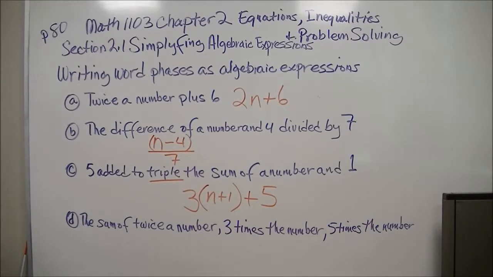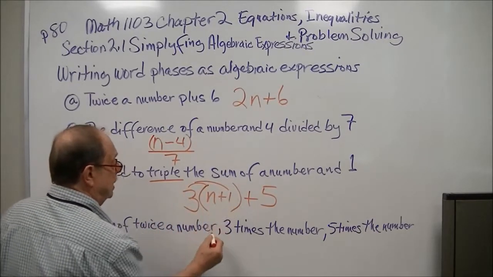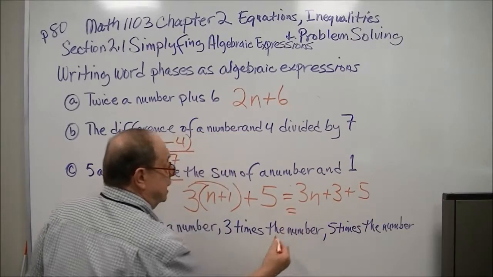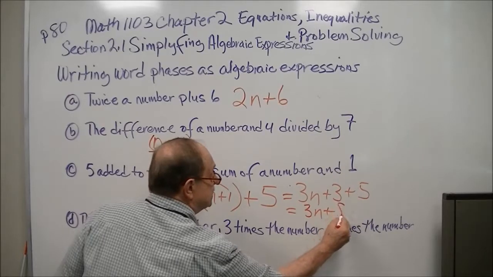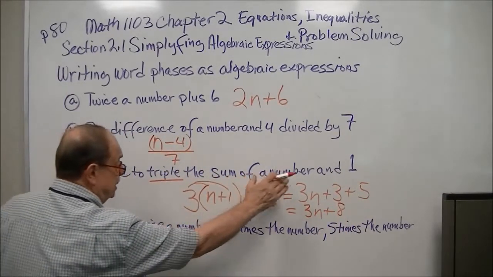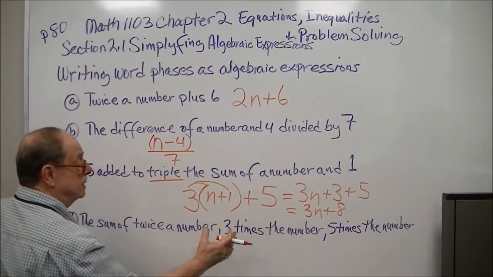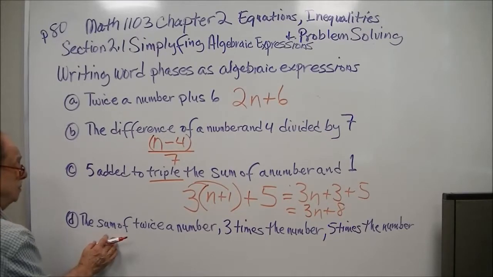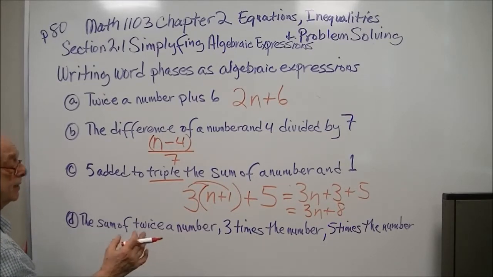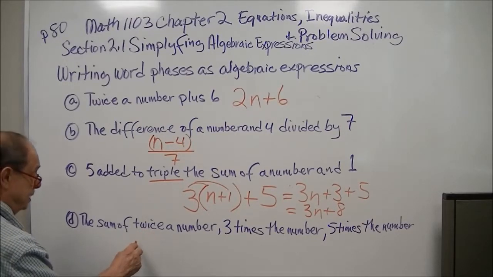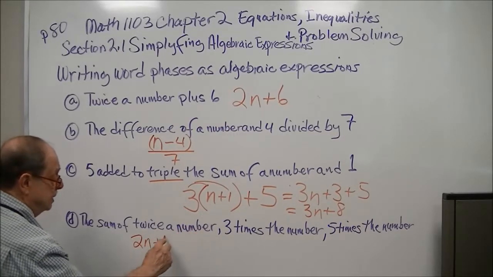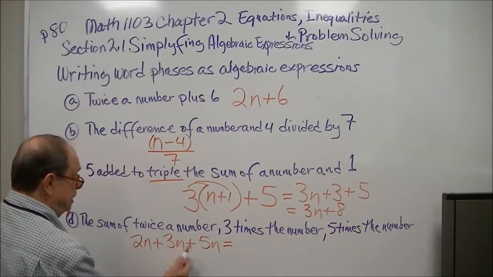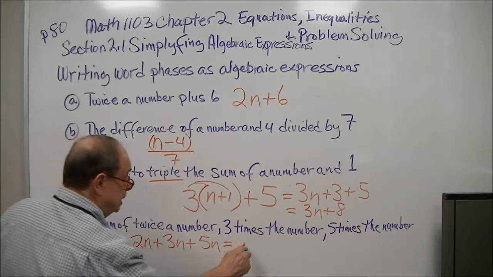Now, that's how it would look. If we were to simplify that, we'd then have to distribute that, and that would be 3n plus 3 plus 5, and then eventually we would get 3n plus 8. So this would be the statement. That's what we have here. And if we were to simplify it, we'd have to get rid of our parenthesis, and we'd end up with that. Now here they're asking for the sum of twice a number, 3 times a number, and 5 times a number. Well, twice a number is 2n, 3 times a number, 3n, 5 times a number, 5n, and they're asking for a sum of that. So all of that together, since they're like terms, would be 10n.